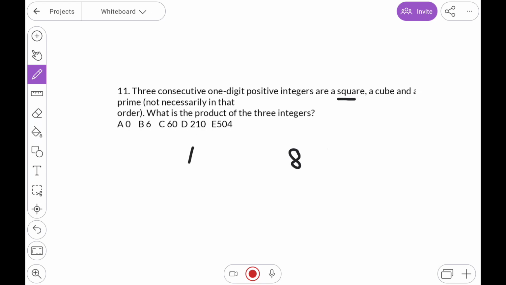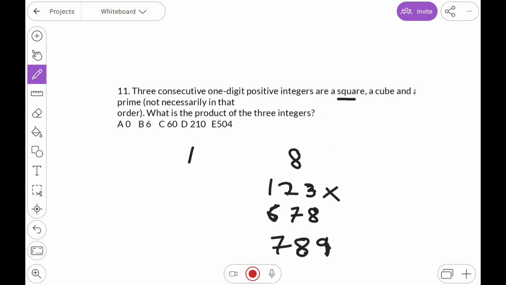And since the numbers are consecutive, we can either have 1, 2, 3, or 6, 7, 8, and then 7, 8, 9. 8, 9, 10 cannot be included because 10 is 2-digit. Now, 1, 2, 3. 1 is a square and a cube. 2 is prime. 3 is prime. It doesn't match our criteria.